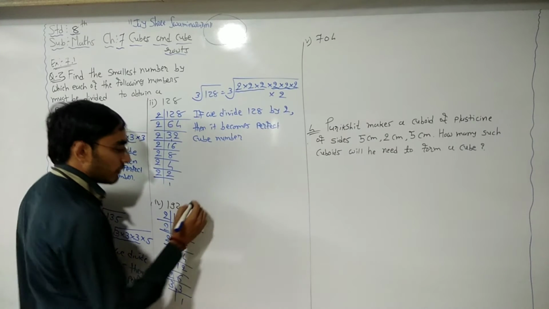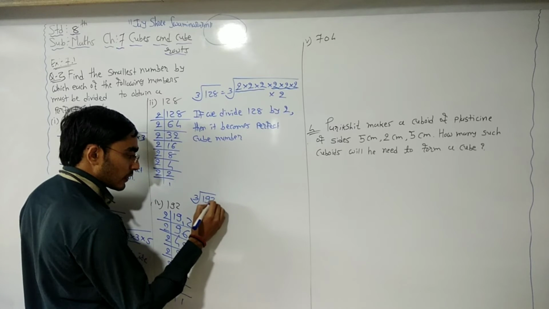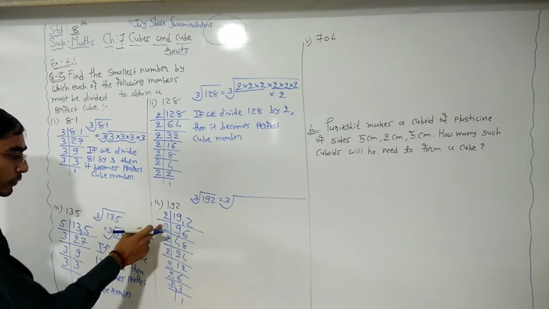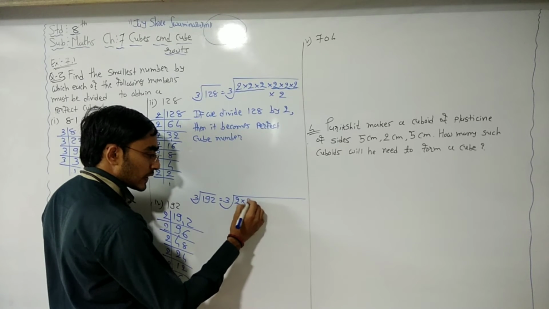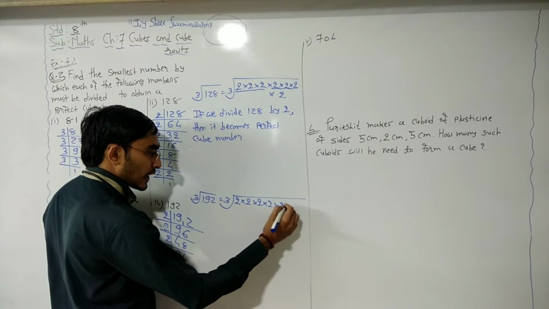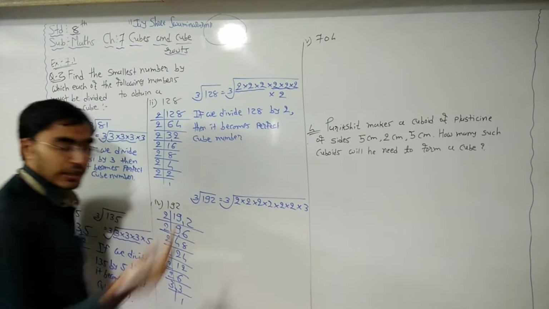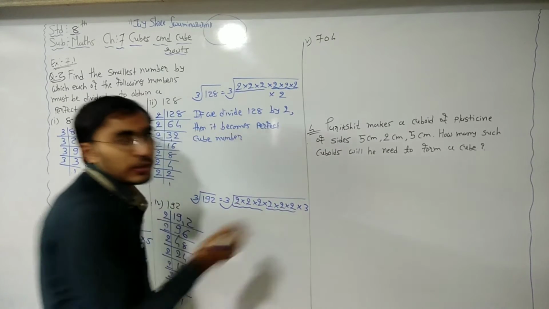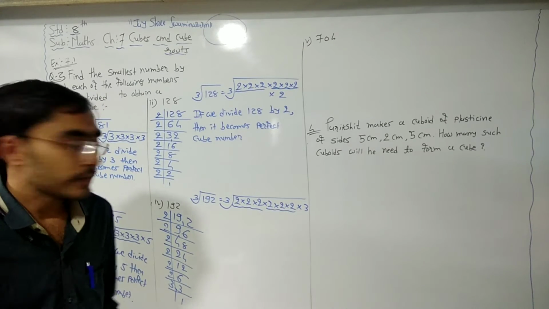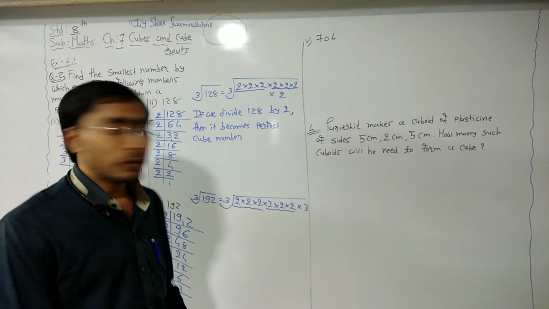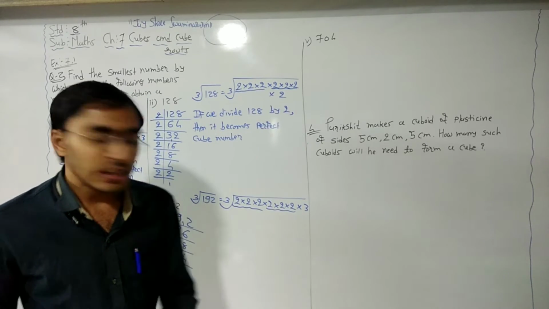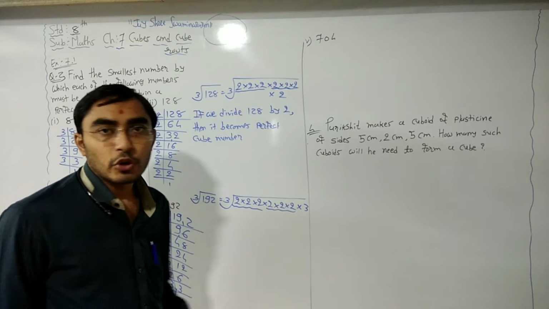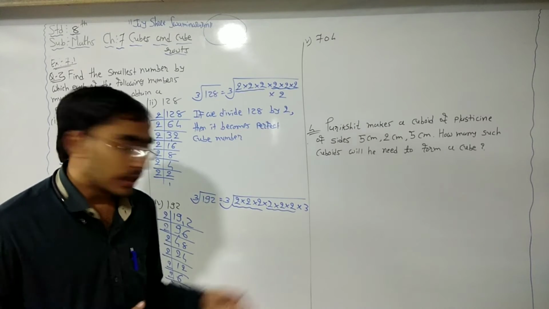Okay, so cube root of 192. So in cube root, 1, 2, 3, 4, 5, 6, 6 times 2, and 1 time 3. Okay, now make the pair of 3 numbers. So 1 pair, second pair. So this 3 is extra, right? This 3 is extra for us. So what we need to do? We need to divide the number by 3. So this 3 cancels, and this number becomes a perfect cube number.